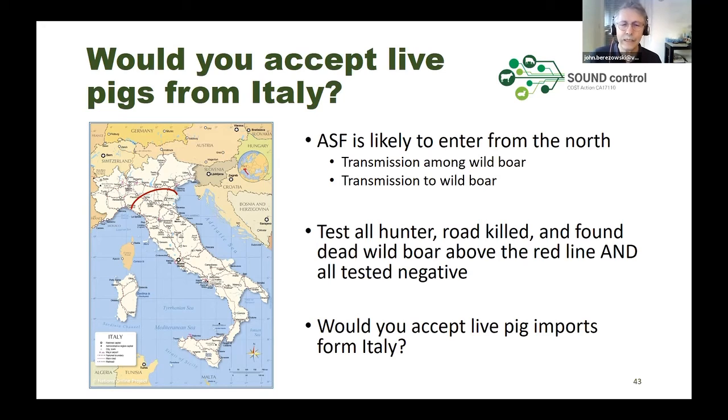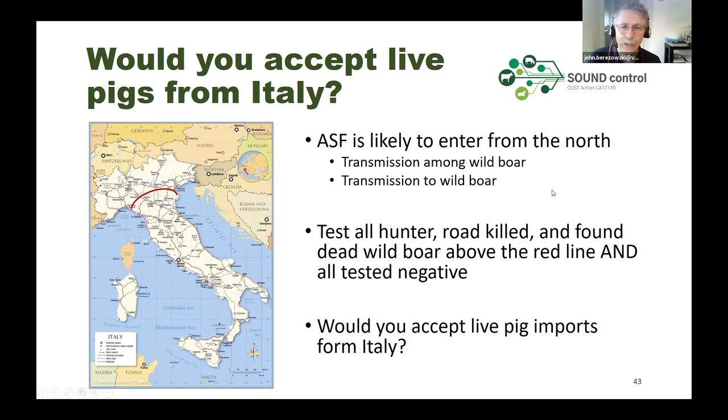So in Italy, I would think, and I'm just guessing here, that African swine fever is likely to enter from the north, either through transmission among wild boar or transmission to wild boar in northern Italy. So if they set up a surveillance system in this perimeter, north of this red line, and they tested all hunter-killed, road-killed, and found-dead wild boar in that area above the red line, and all tested negative, would you accept live pig imports from Italy?